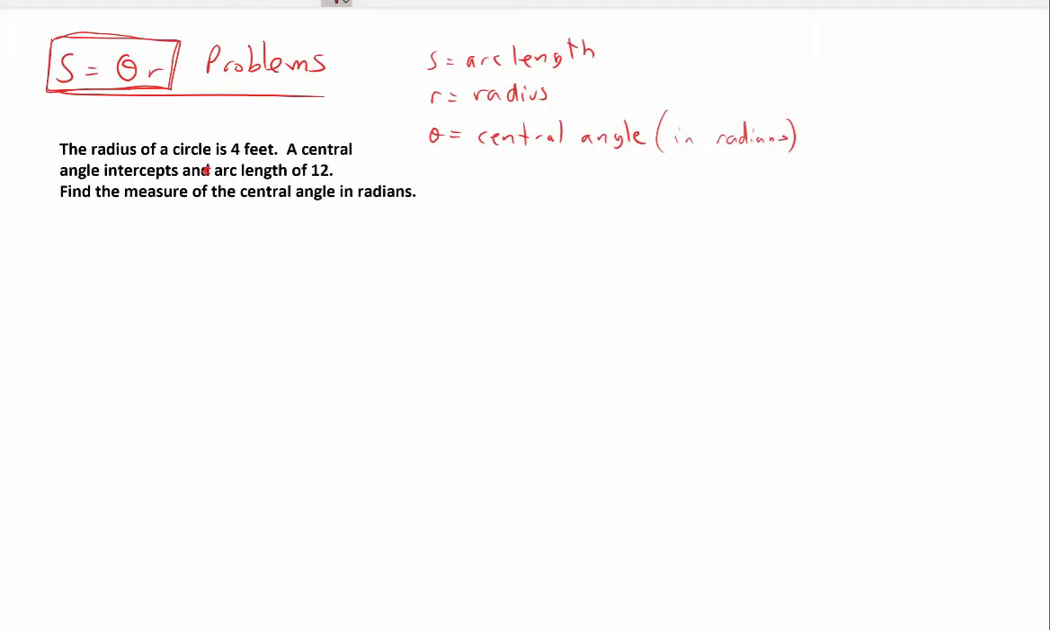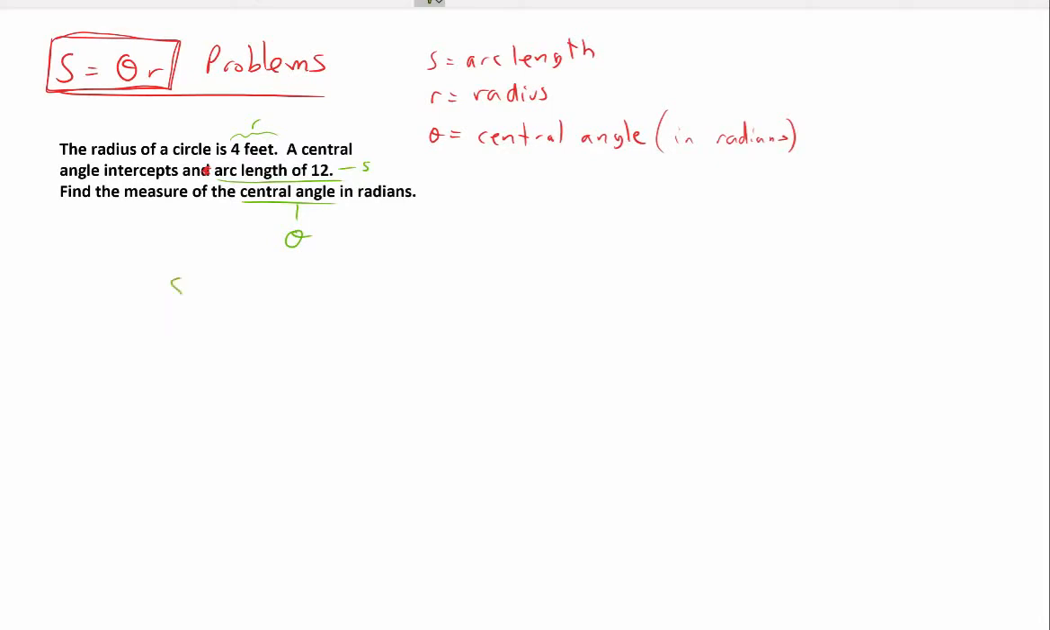So first we'll just identify our variables. It says the radius is 4. There's our radius. A central angle intercepts an arc length of 12. Arc length is S. So right here is our arc length, that's S. And we're asked to find the measure of the central angle. That means we're asked to find theta.